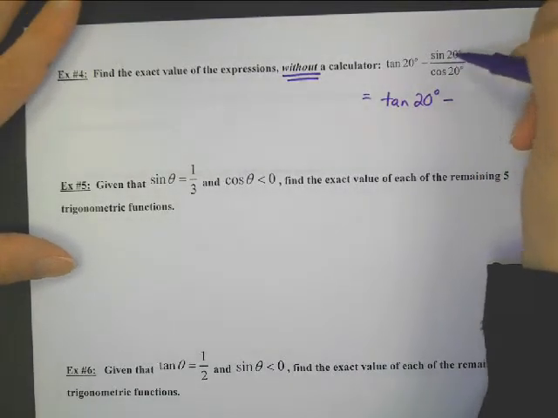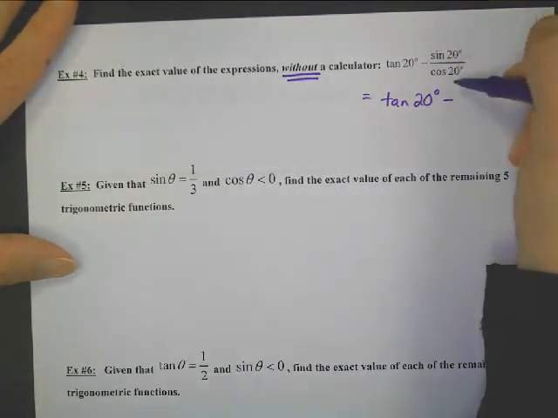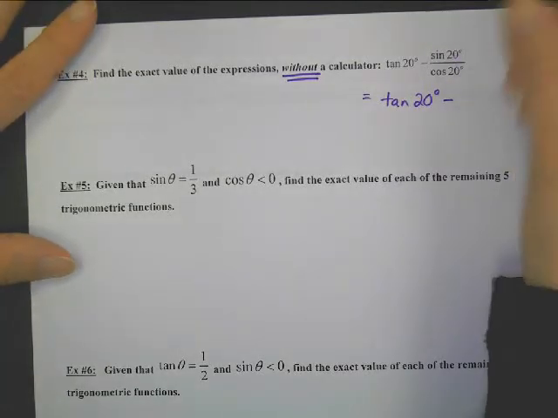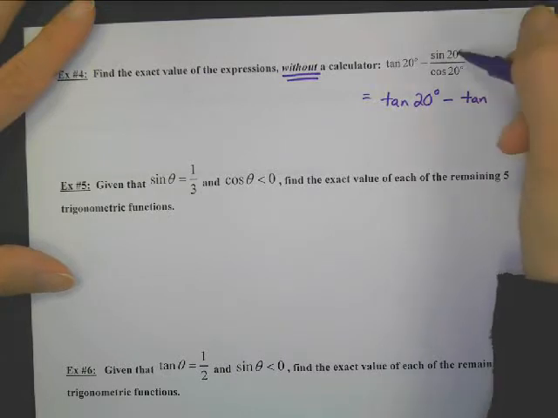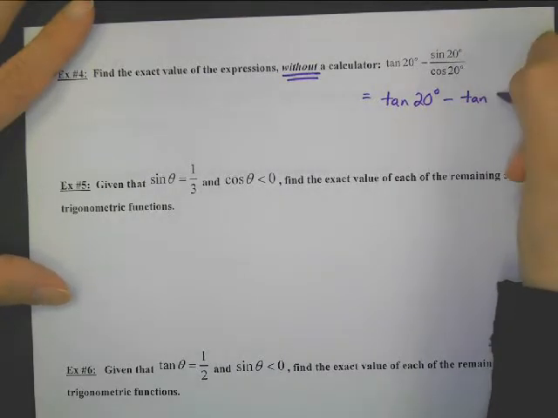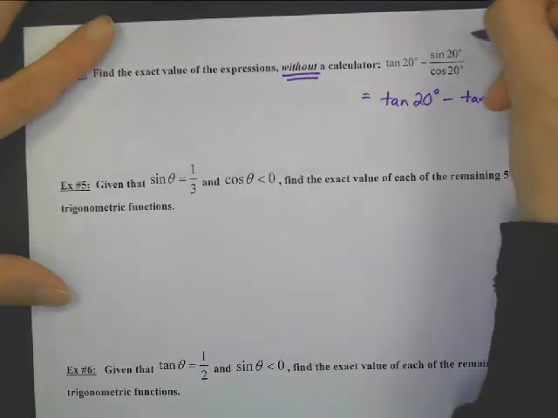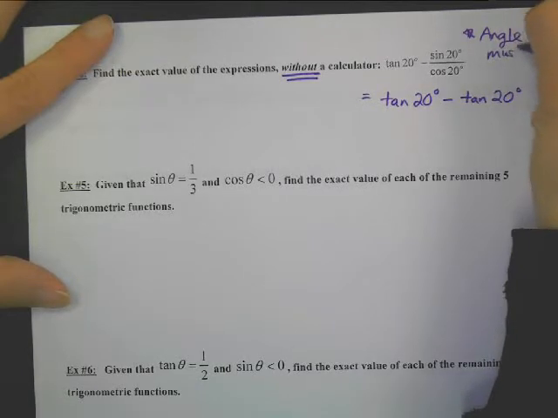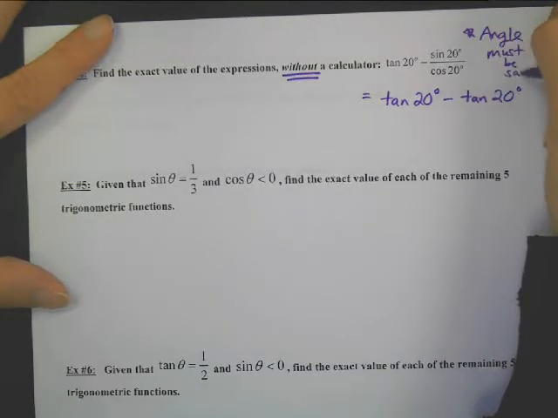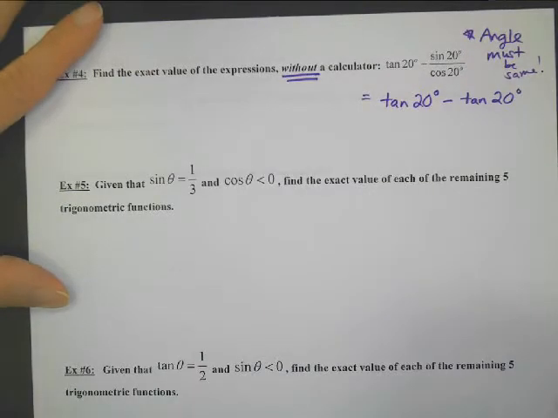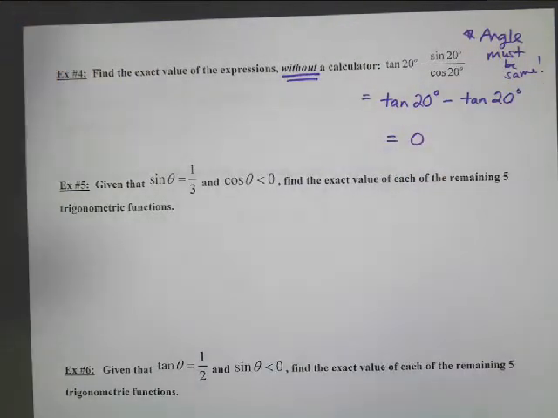If you see sine over cosine, how can you write that? Sine over cosine is tangent. But of what angle? Since it's sine of 20, cosine 20, it's tangent of 20. Now this trick only works if the angle is the same. Let's say that angle must be the same. Okay. And so the answer is simply 0. Nice. So this is a question of, do you know your identities?